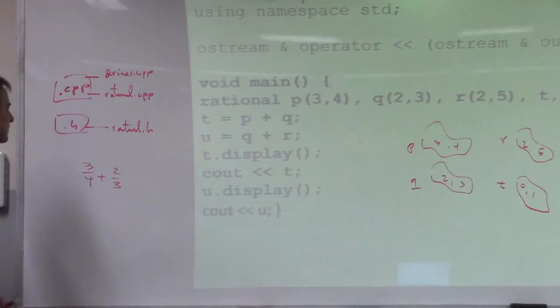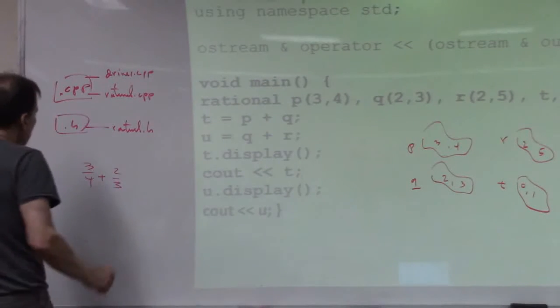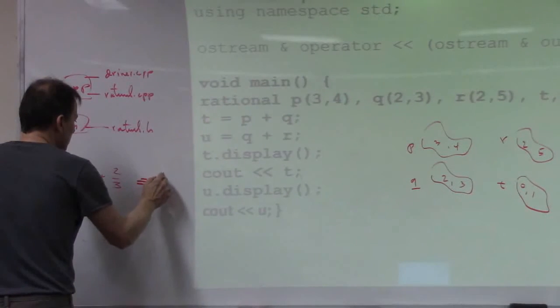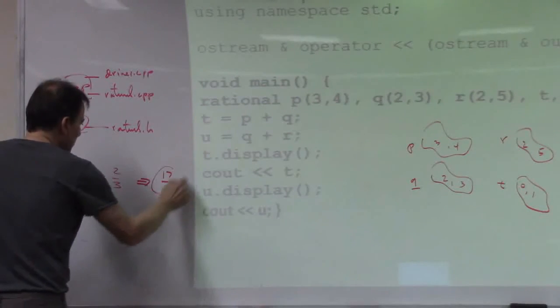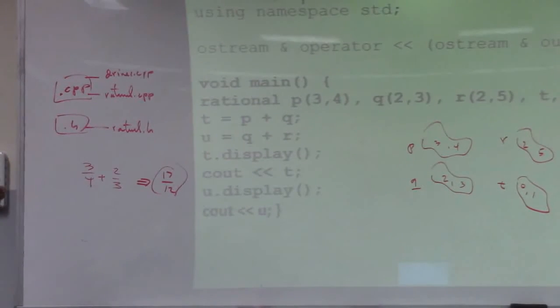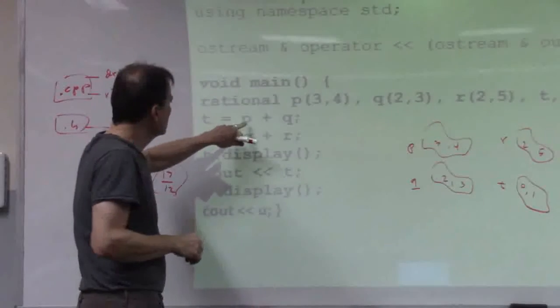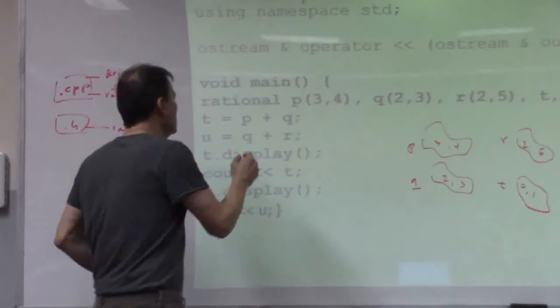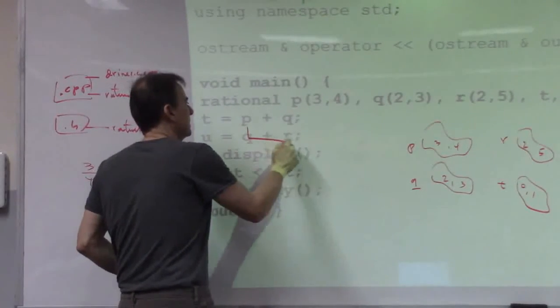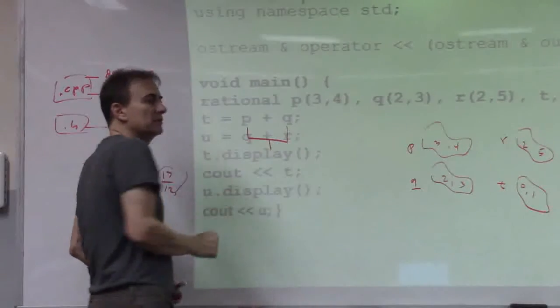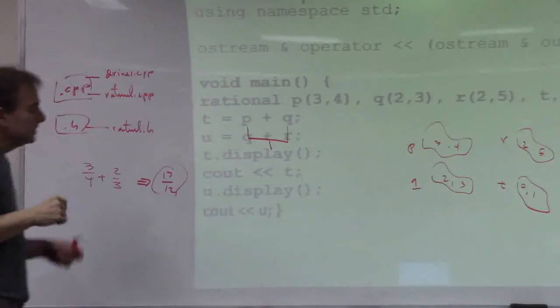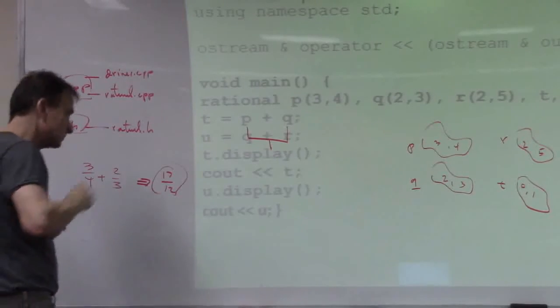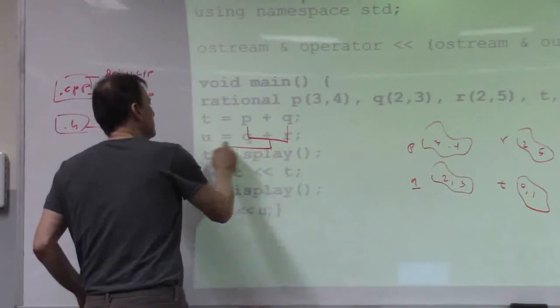So how many 12s is this going to be? 9. And how many is this going to be? So together, this should return what? 17 over 12. That's what we're looking for, right? Okay. So let's take a look at P plus Q. So I am going to say P plus Q is going to return a value. And of course this value is then going to be assigned here.